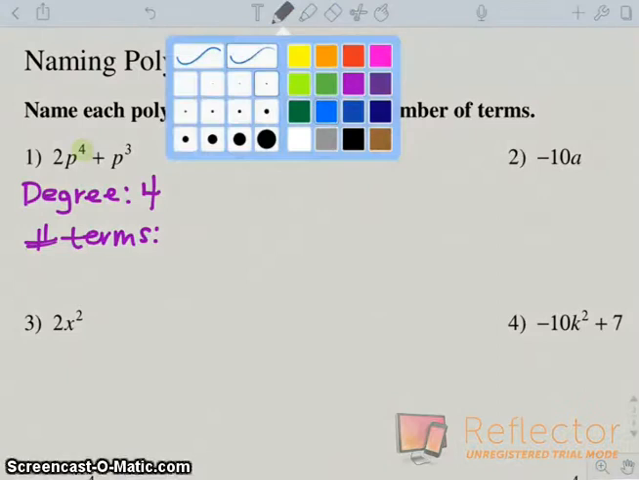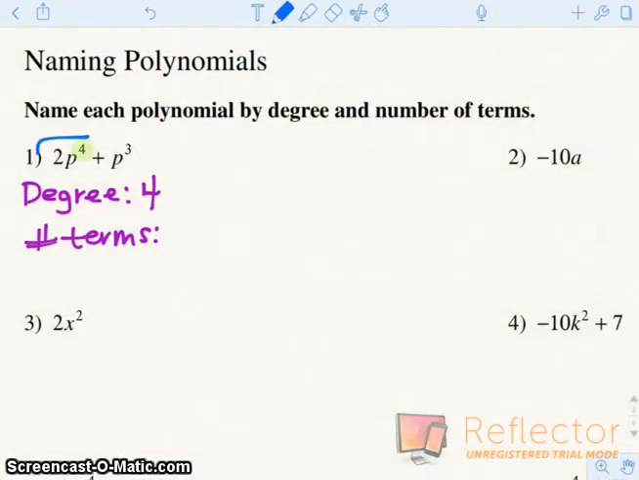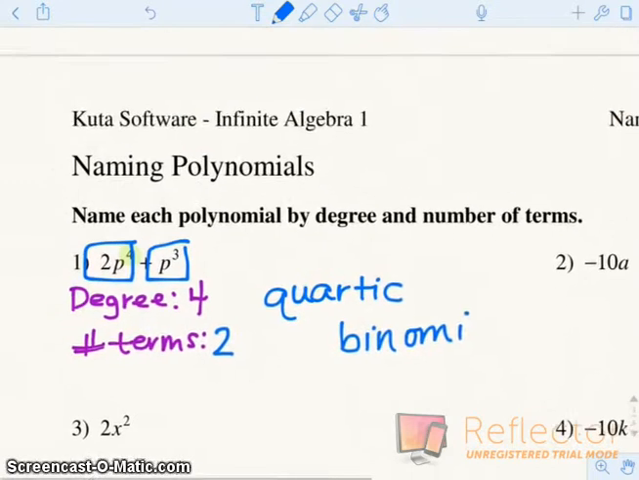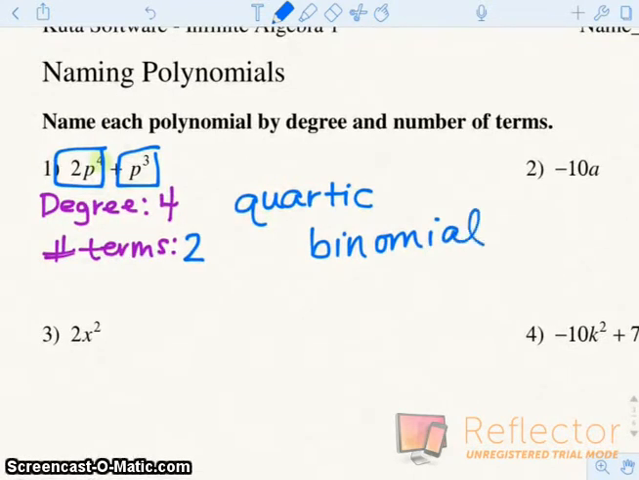When I'm talking about terms, I mean the number of things being added together. So this right here, 2p to the 4th, is one term. P to the 3rd is another term. Two things being added together. That means I have two terms. So I'd go back to my list and I would note, oh, if it's degree 4, it's called a quartic. And if there are two terms, it's called a binomial. Therefore, if I was describing this particular polynomial, I would say this is a quartic binomial.